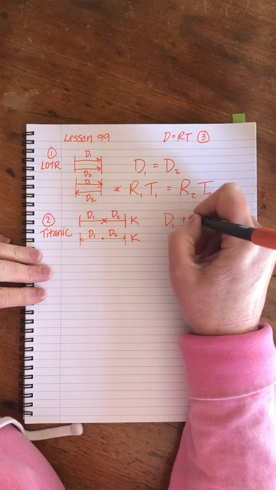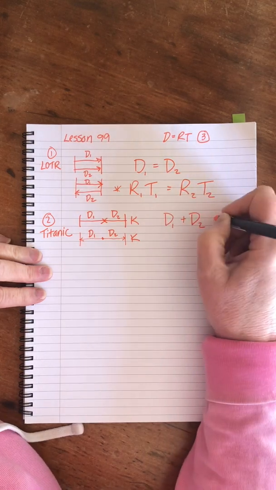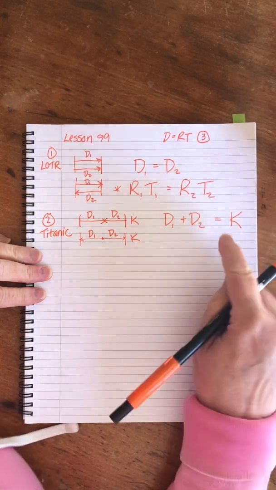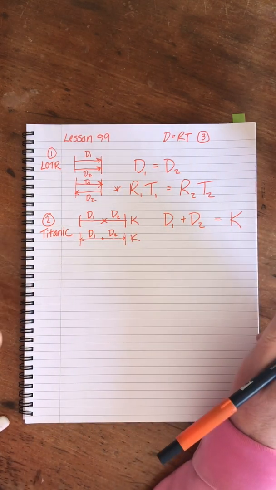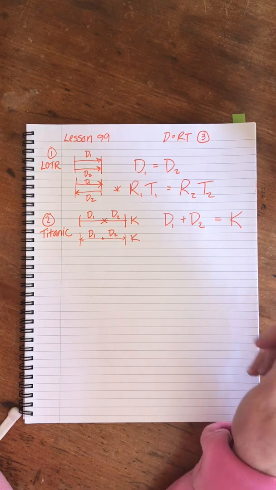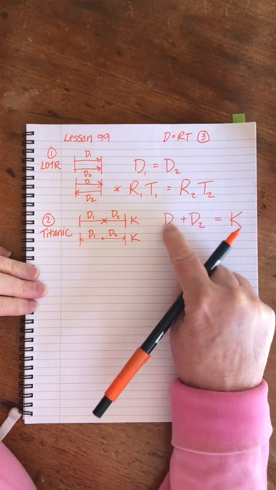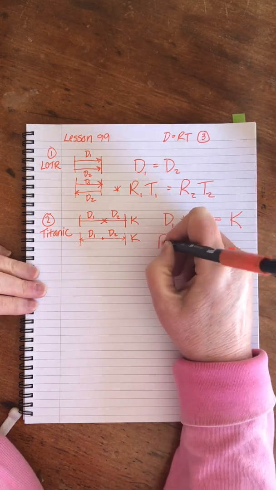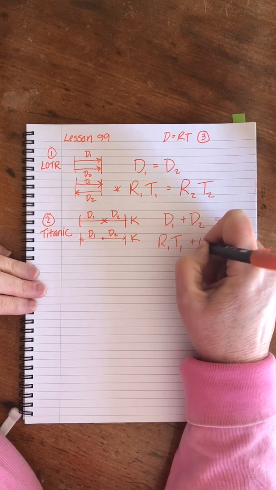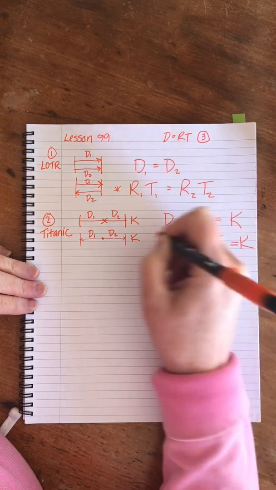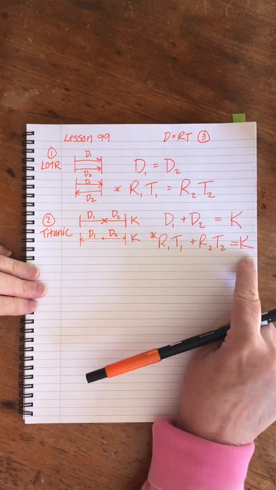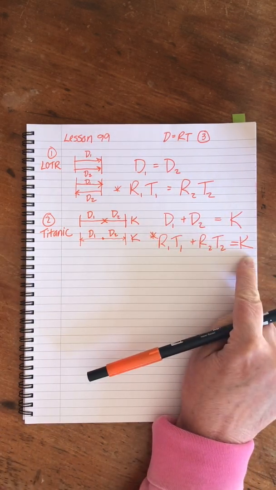In this case, the first distance plus the second distance add up to a total difference, a distance that I call K. John sometimes calls it N. I call it K. And again, we blow out the D's to make R1 T1 plus R2 T2 equals K. This is a base equation that we can then fill in the blanks and solve for missing pieces, right?